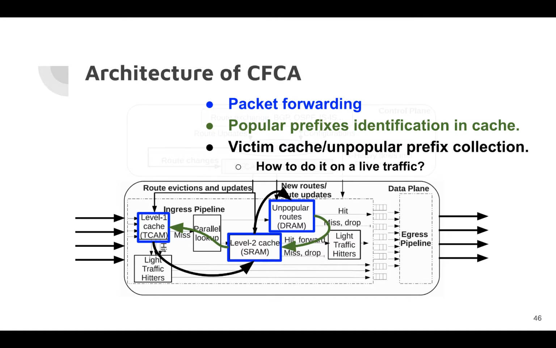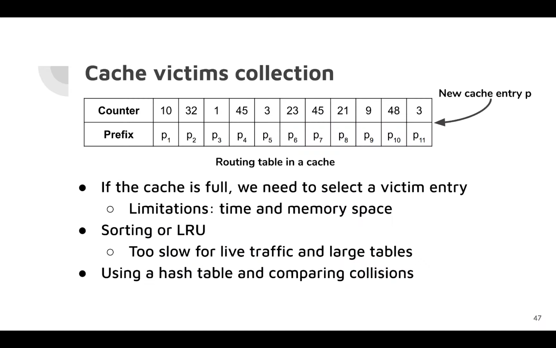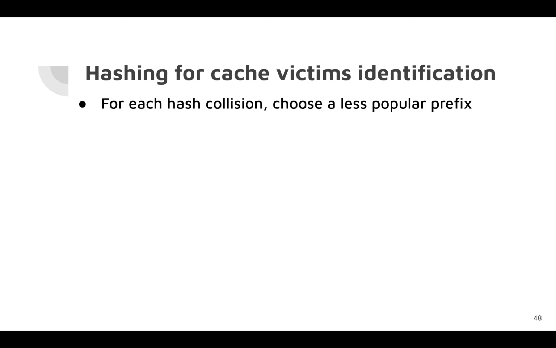One of the challenges for FIB caching is how to identify potential victim cache entries in a large routing table at the line rate. Let's look at this example. Obviously, sorting or algorithms like LRU cannot be implemented on the data plane. And in any case, those algorithms will not be able to keep up with the traffic rate. One of the possible ways to solve this is to use hash tables and compare counters of the collided prefixes upon each prefix match. So let's look into such an example.